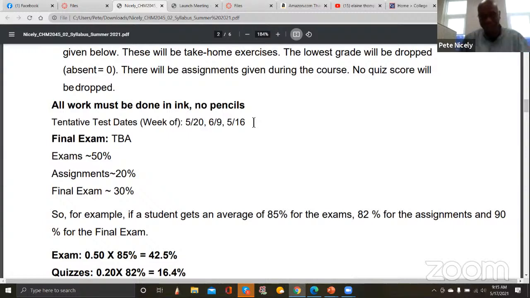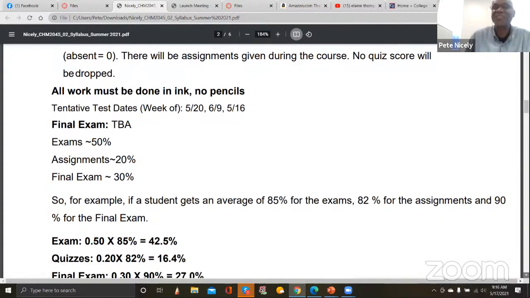Okay. So let's move on to a further discussion of how your grade will be assessed. So as you can see here, this shows you the breakdown as to how each type of assessment contributes to your final total grade. So your exams, which means basically the regular semester test, will be worth 50% of your total grade. Your assignments will be worth 20%, and the final exam will be worth 30%.